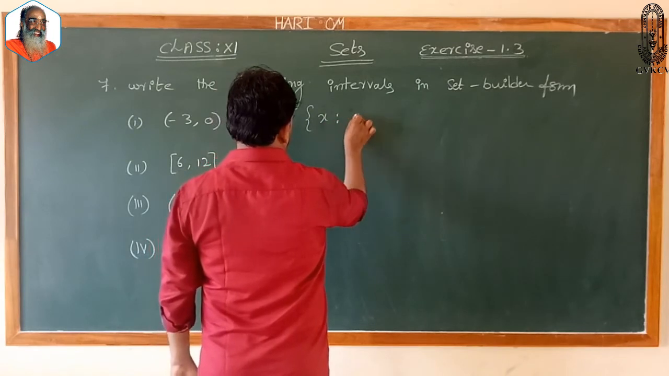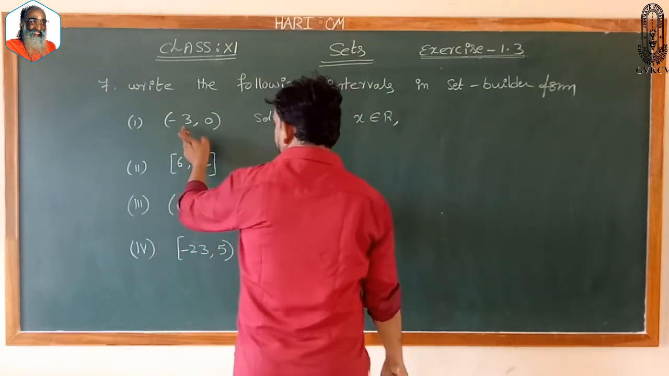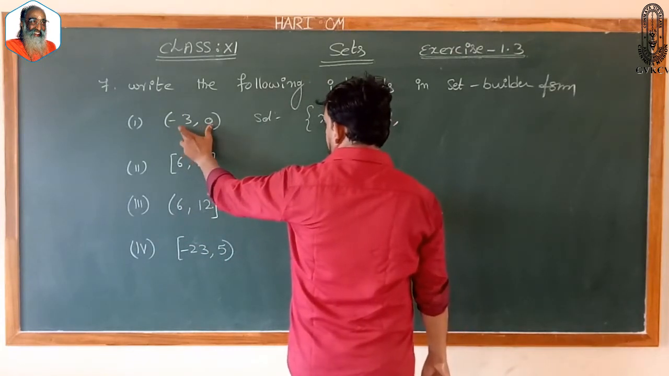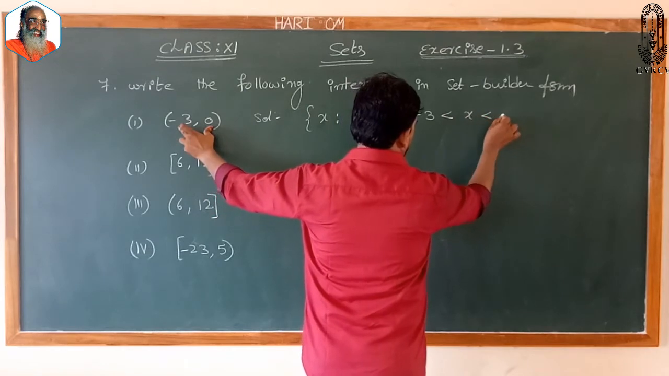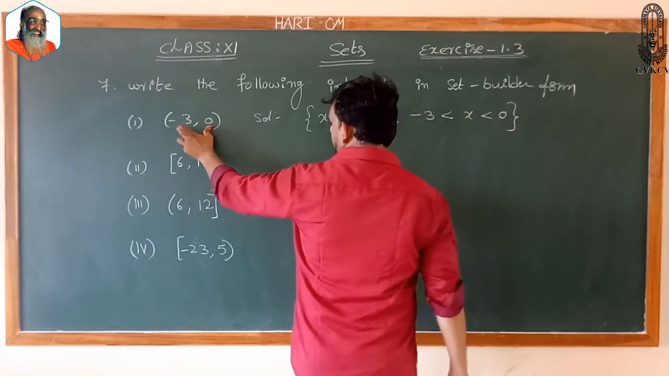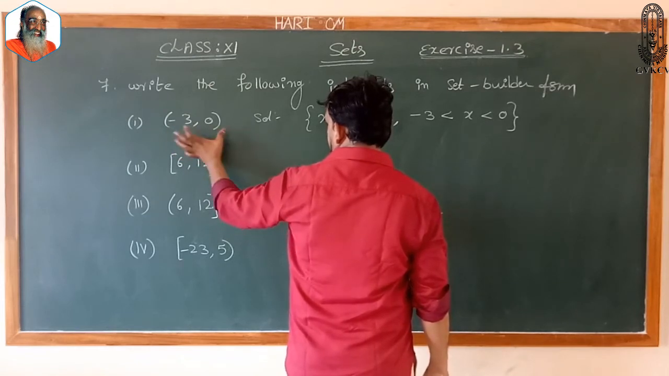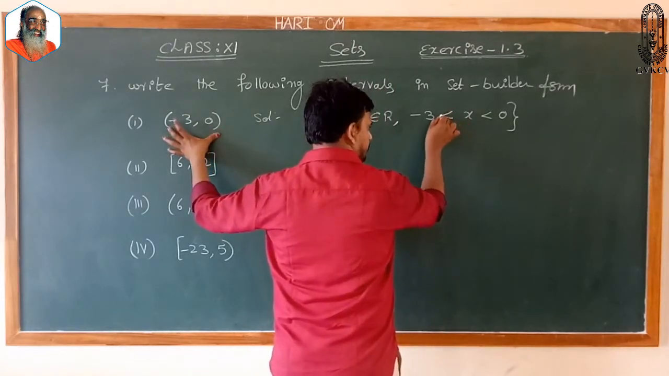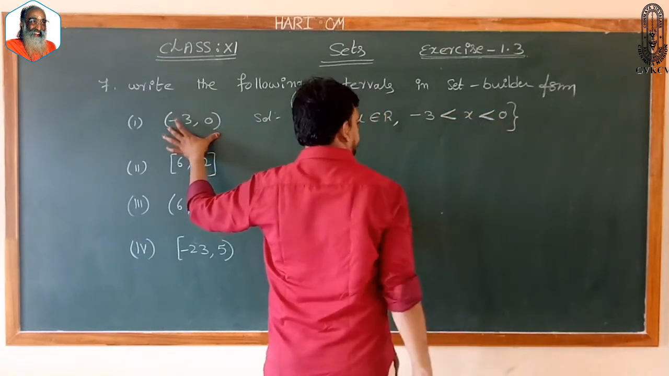Solution: x such that x belongs to real numbers. Now what numbers are given? Minus 3, 0. So minus 3 less than x less than 0. And you need to observe the brackets. Here what are the brackets? We have open brackets. Open bracket means we have to write only less than.